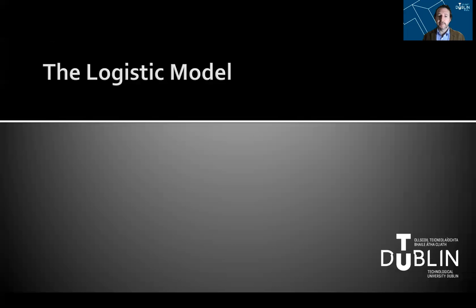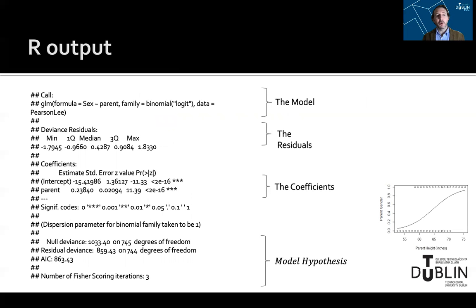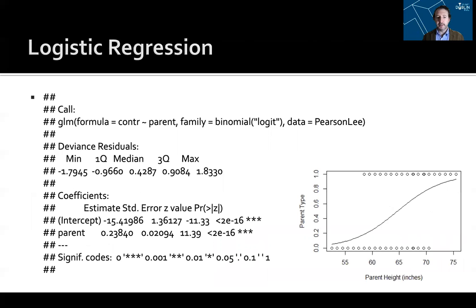So our logistic model. In R, when we run a logistic regression, we get something that looks very similar to a linear regression, and we divide it up. The first part tells us our model, so predicting sex by the parent height. We have our residuals, similar to what we've had before. And then we have our coefficients. And this part at the end is a bit more involved because of the logistic regression, but that's our model hypothesis, how good our model is. So we're going to focus in on stuff we know from before.